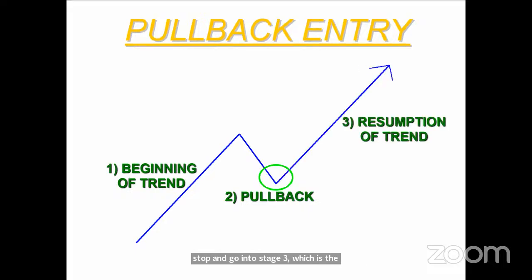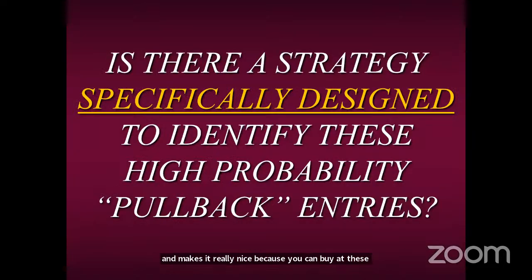So pullback traders like to buy at these lower levels when everyone is selling, when everyone is out of the pool, and you are buying. You are one of the few buyers there. It makes it really nice because you can buy at these lower prices. So once again, we ask, well, that sounds great looking at this generic chart, but is there a strategy specifically designed to identify with high probability these pullback entries?